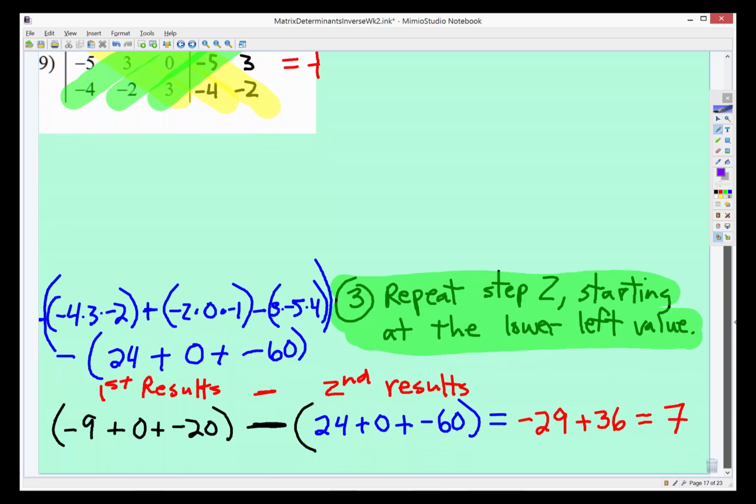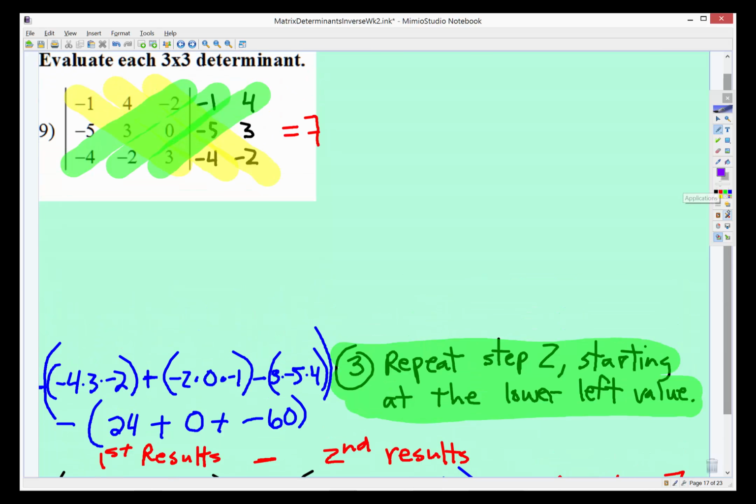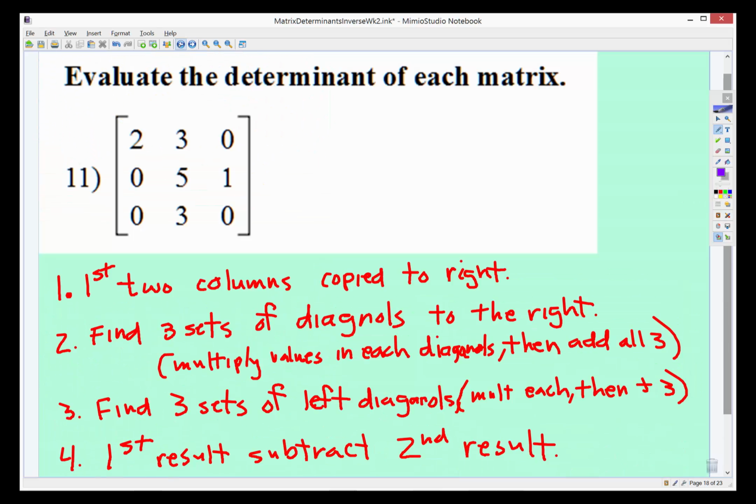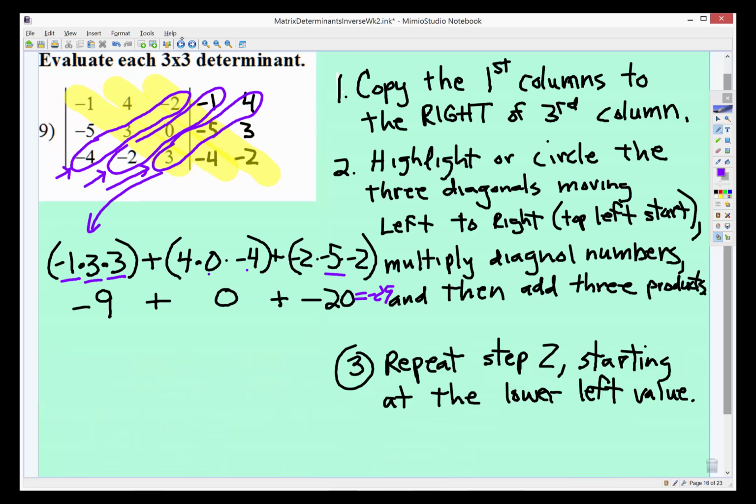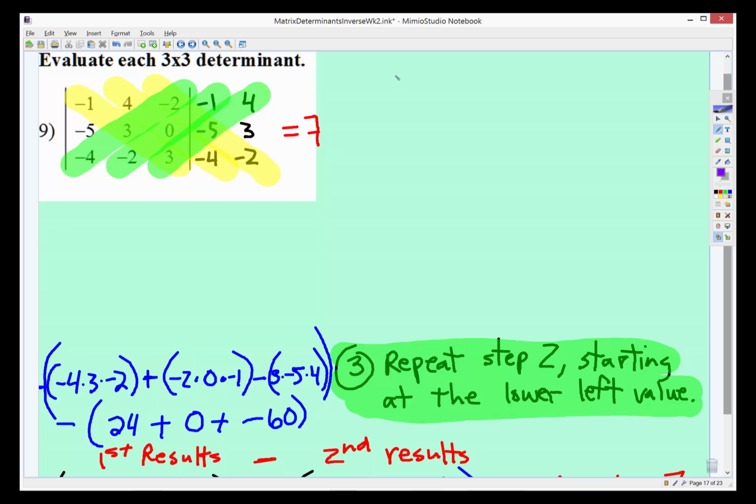Now, here is the next step. Let's see if I put all the steps on there. All right. The very final step, you're going to take the result of the first diagonals and you're going to subtract the results of the second diagonals. And when you do that, you're going to have your determinant for this.